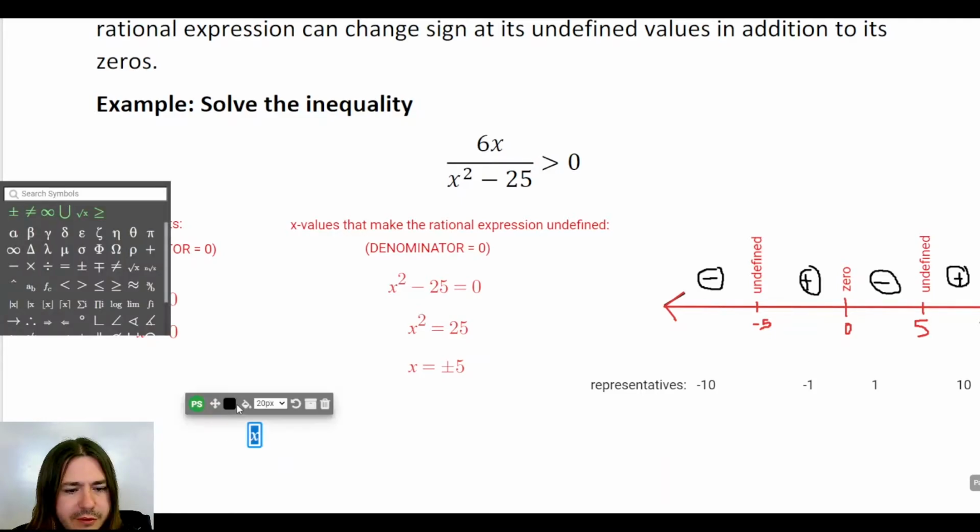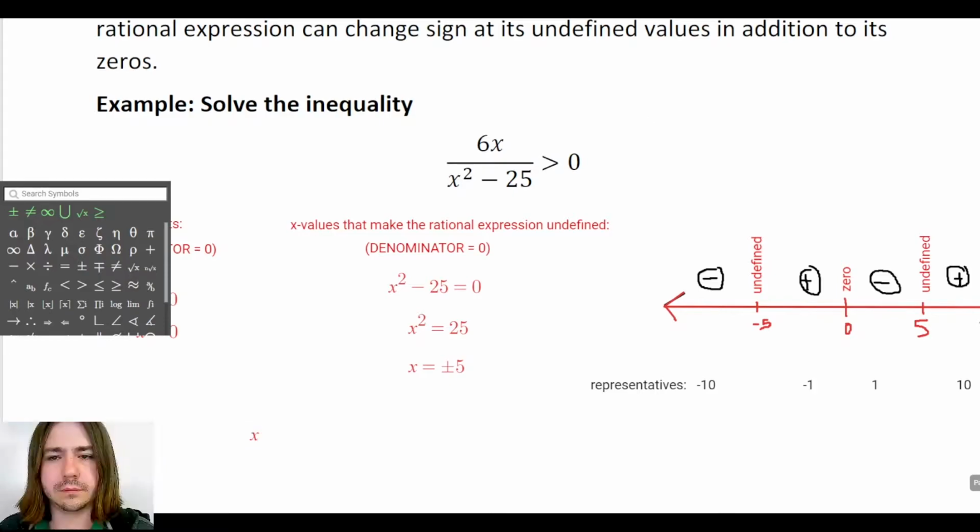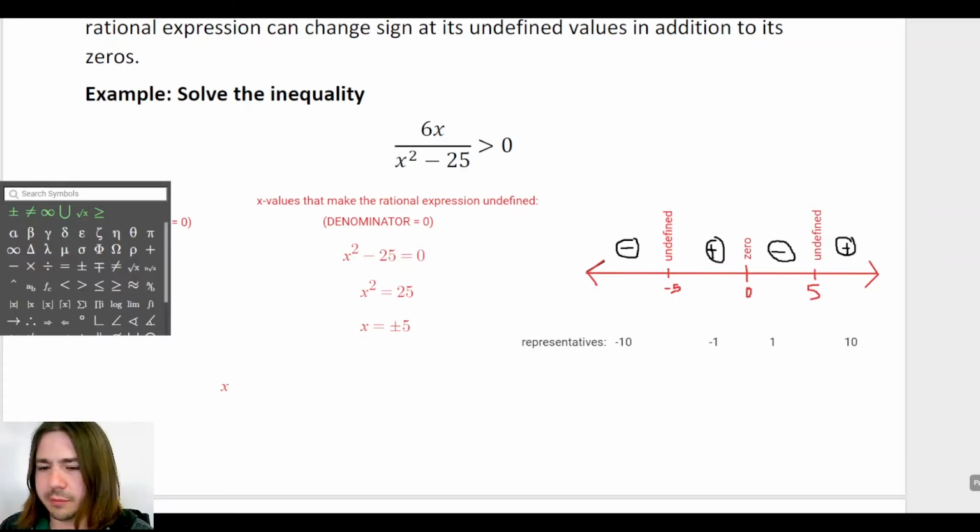Oh, come on, let's make this red. Yeah, so x is an element of, and I did find it. Hold on one sec. There we go. Let me zoom out so you can actually see the whole number line here.